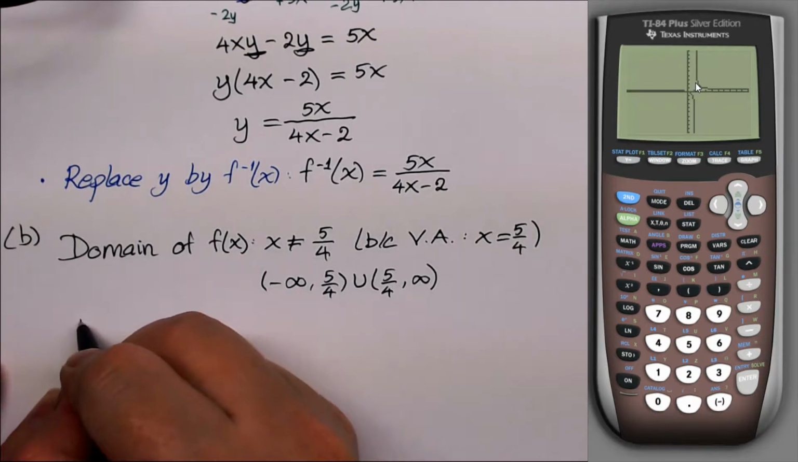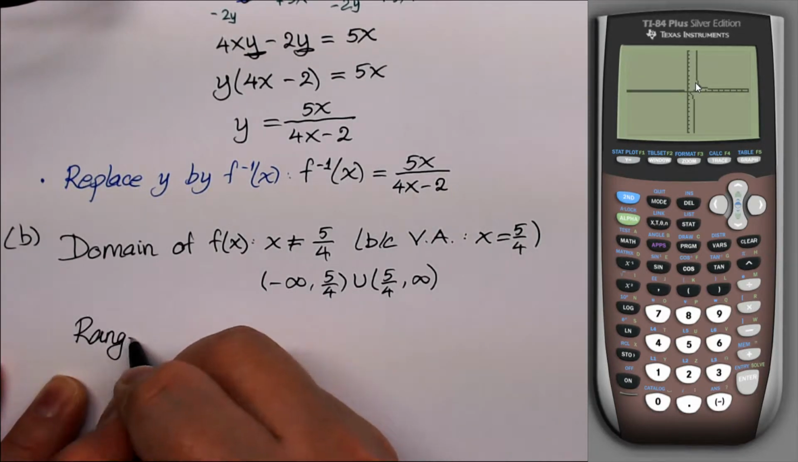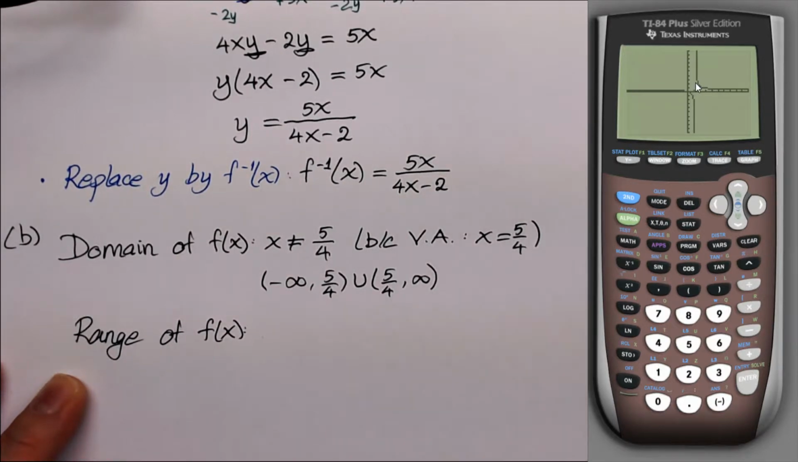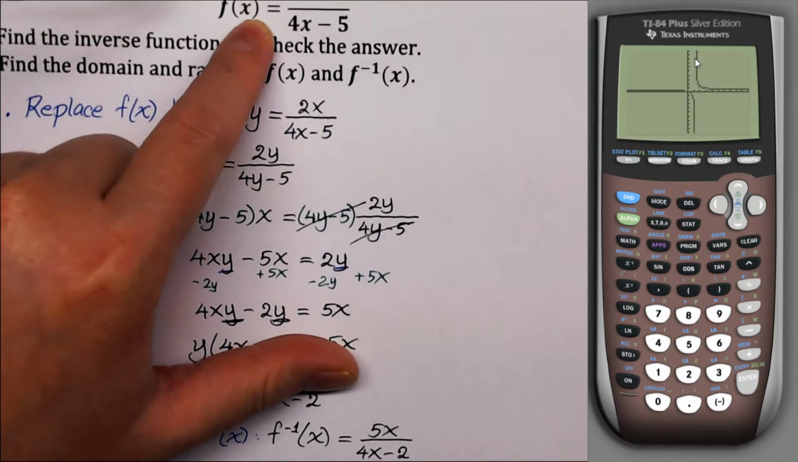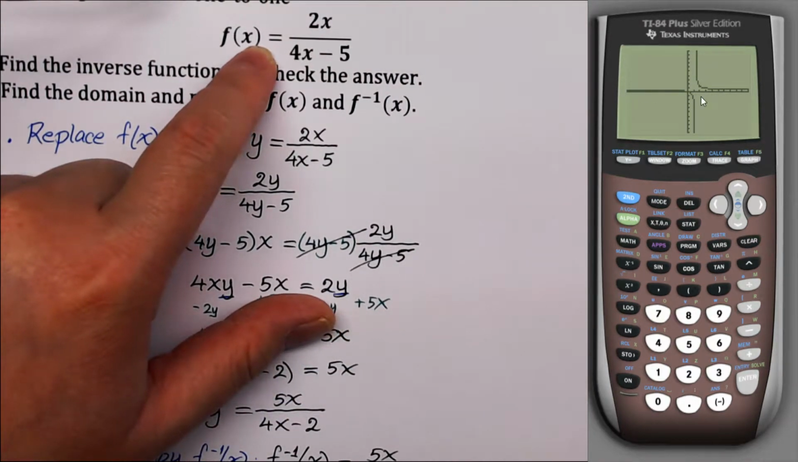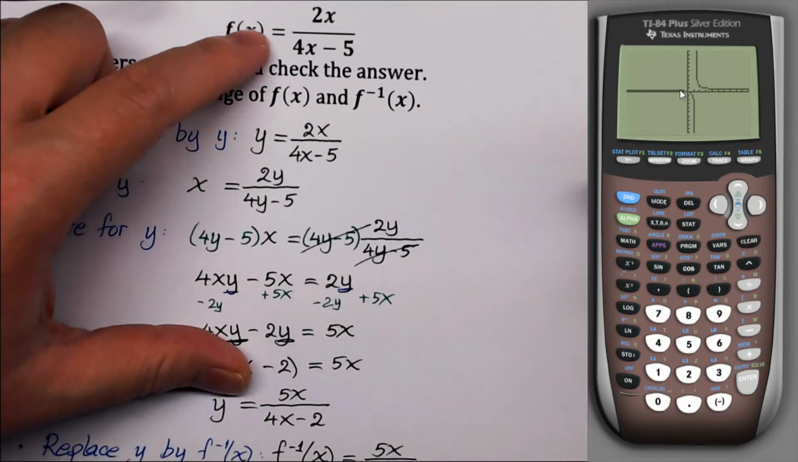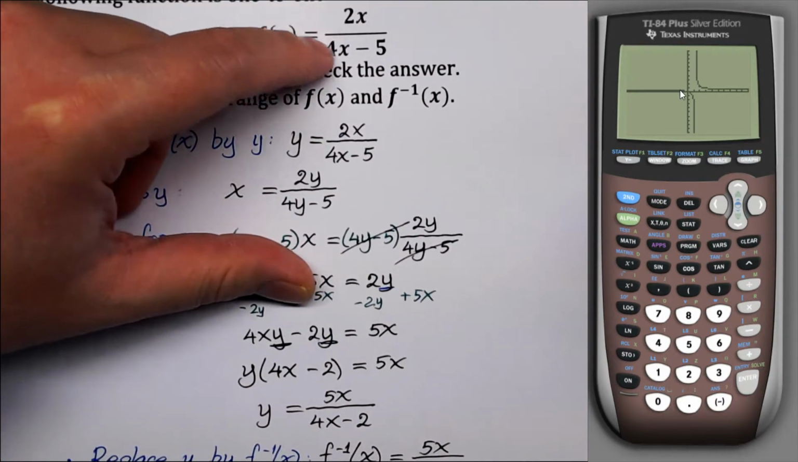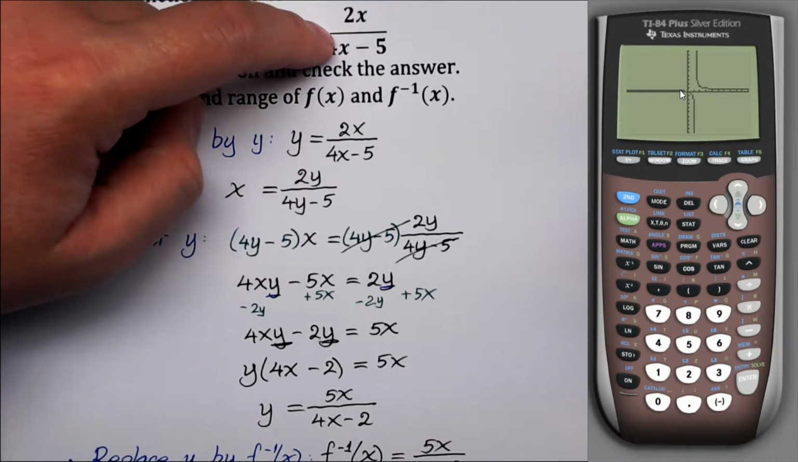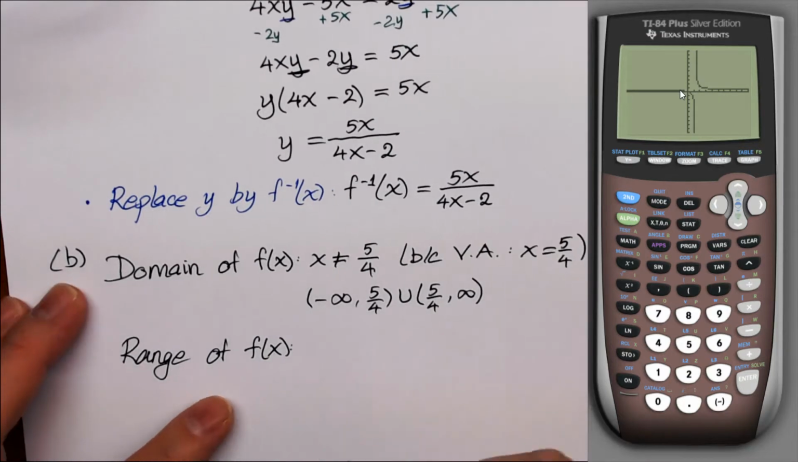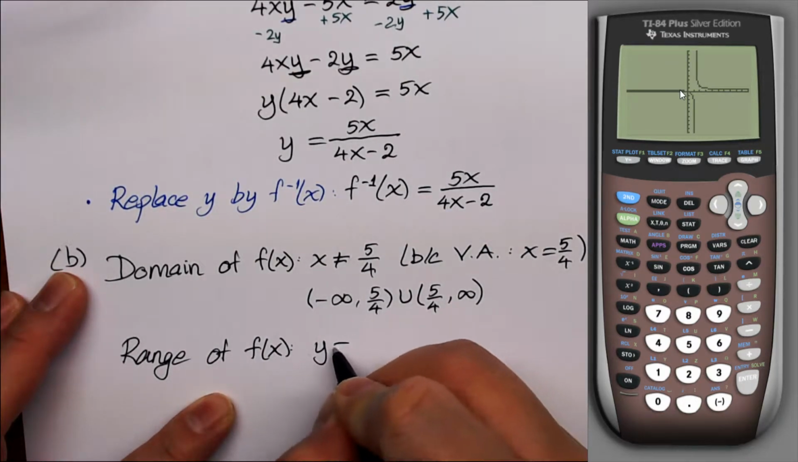Next, the range. We see on the graph of the function that we have all the y values except for the horizontal asymptote. The horizontal asymptote for this function, since the degree on top and the degree at the bottom are the same, is the ratio of the coefficients. So that would be 2/4, which is 1/2. And y is not equal to that.